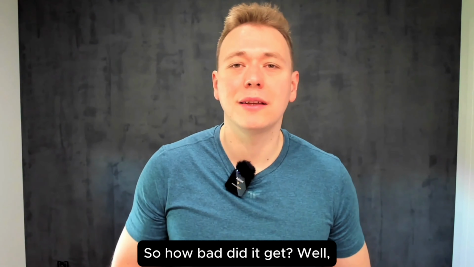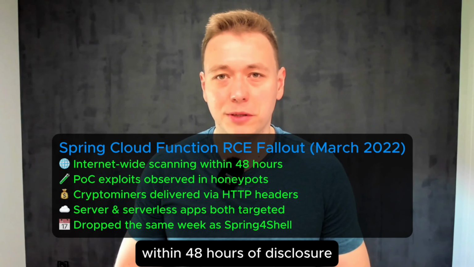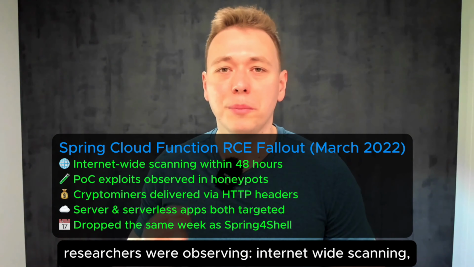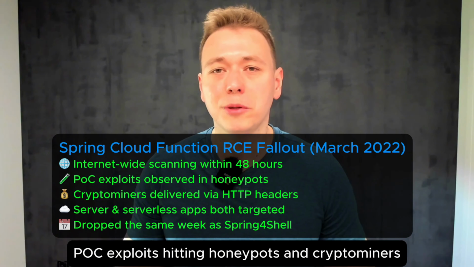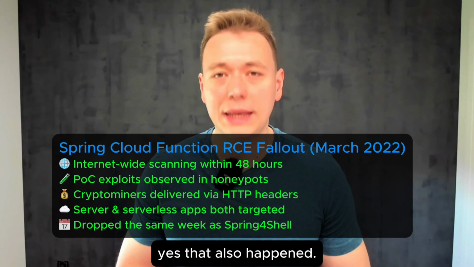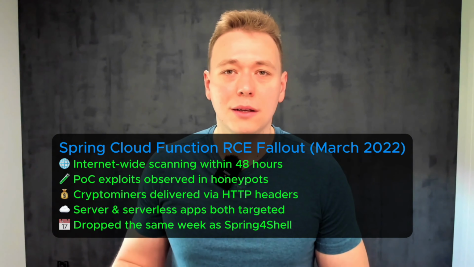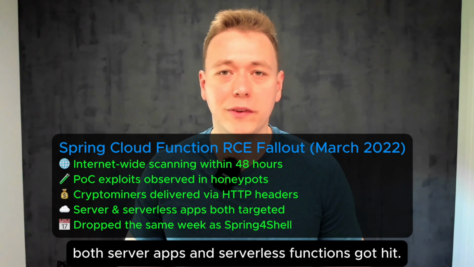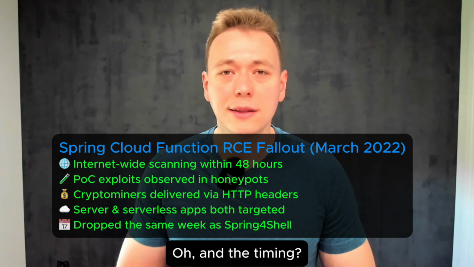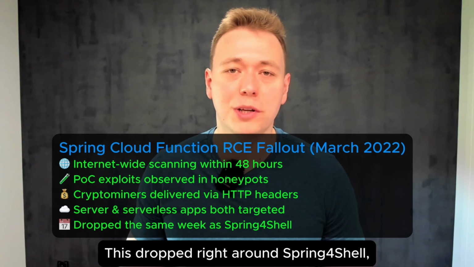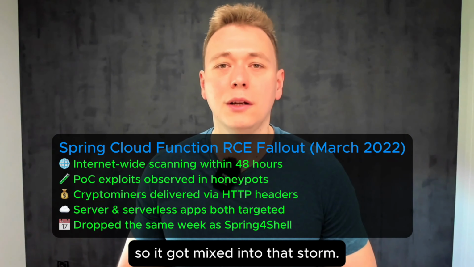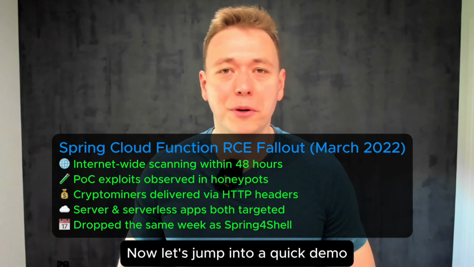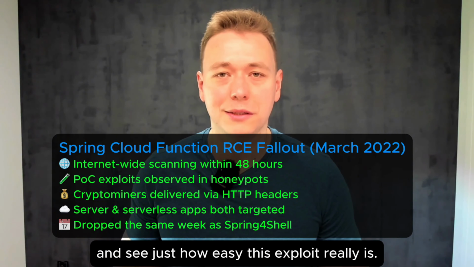So how bad did it get? Well, within 48 hours of disclosure, researchers were observing internet-wide scanning, POC exploits hitting honeypots, and cryptominers deployed via HTTP headers. Yes, that also happened. The attacks didn't discriminate. Both server apps and serverless functions got hit. Oh, and the timing. This dropped right around Spring4Shell, so it got mixed into that storm. It was like Java exploit Christmas for attackers. Now let's jump into a quick demo and see just how easy this exploit really is.